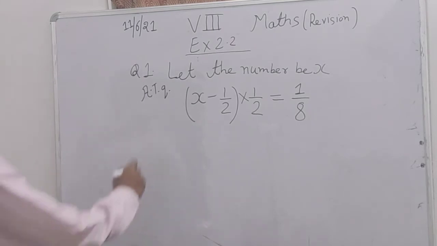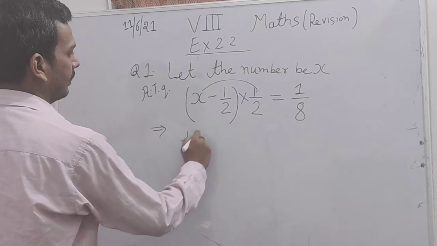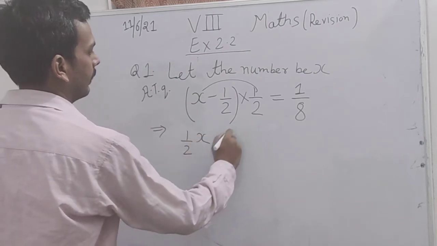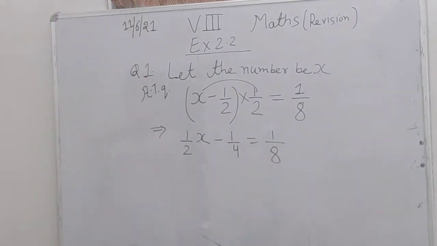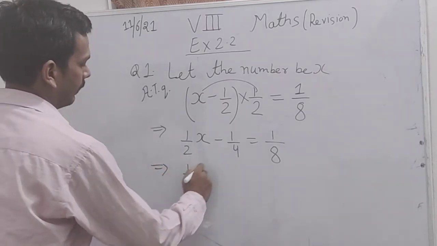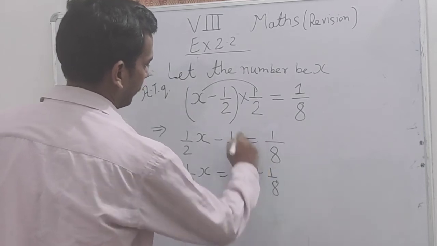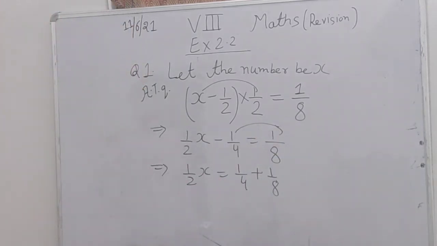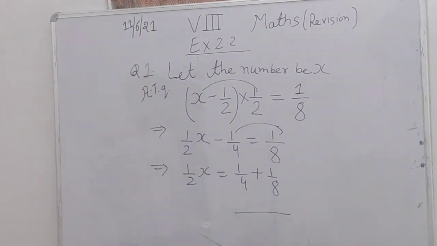Now this 1 by 2 will be multiplied by x. It will be 1 by 2x minus 1 by 4 is equal to 1 by 8. Now, I think you can solve it by transferring 1 by 4 to the right hand side and the sign will be changed, plus 1 by 8. 8 will be the LCM, and then 1 by 2.